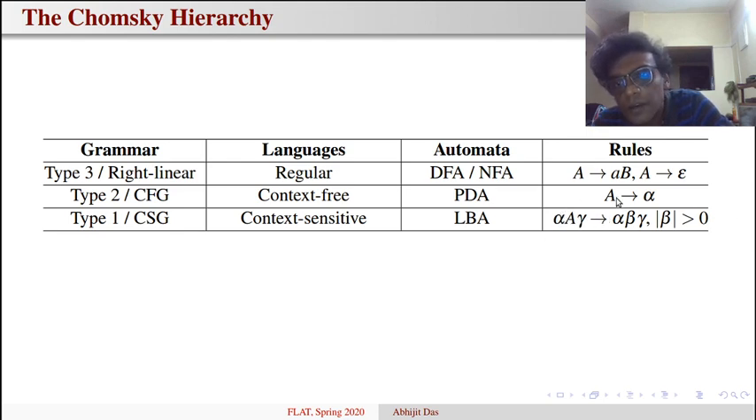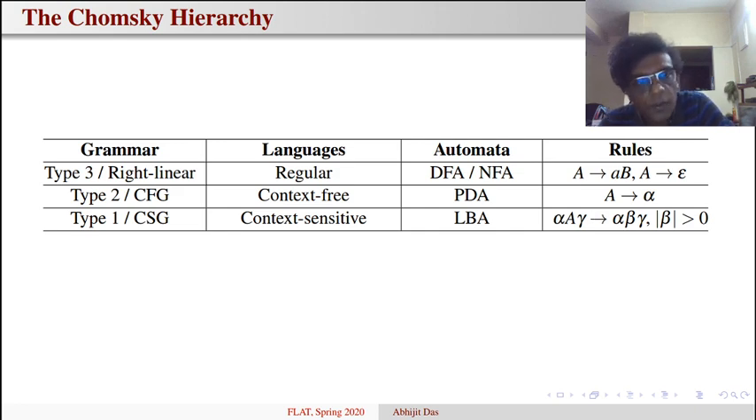Whereas this is called context-free, it does not require any context for converting to alpha. A can in any context become alpha. Here, of course, A can become beta in the context of alpha preceding it and gamma following it.